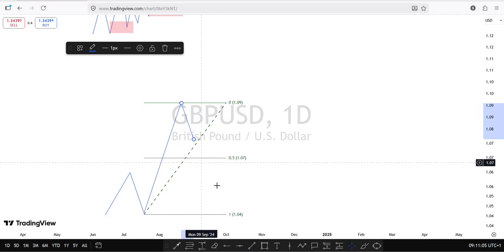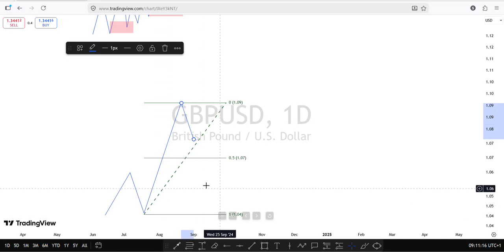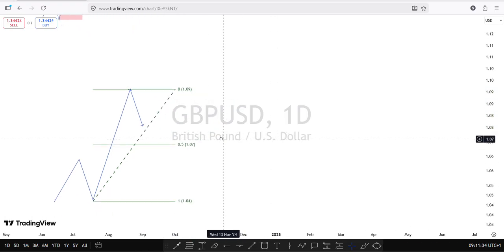This middle line separates my Fibonacci tool into two sides, right? The zone below here is my discount zone, while the zone above is my premium zone. So whatever buy I want to take should be sitting inside this discount level, and whatever sell I want to take should be sitting inside this premium level. Do we understand this? Now let me give you more examples.